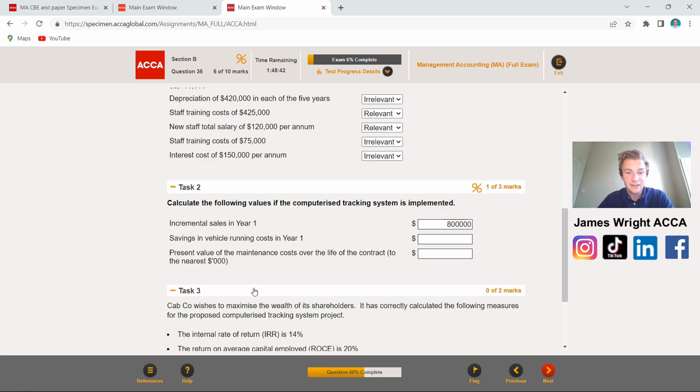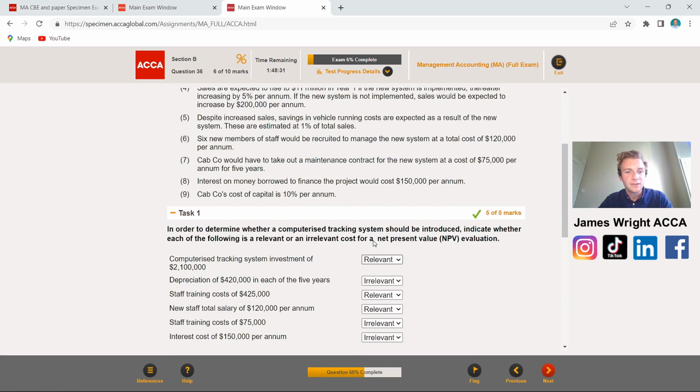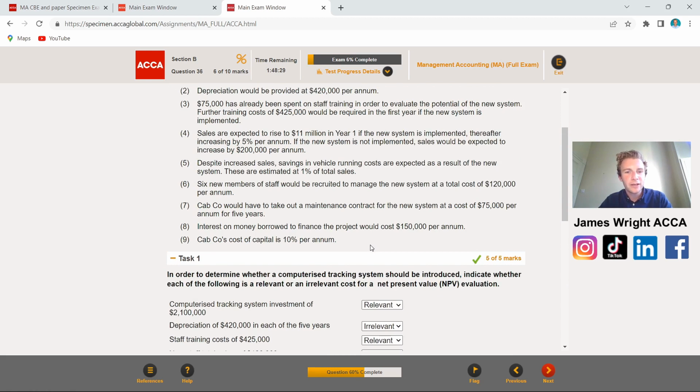But in this one, it didn't. But you can see here, they sometimes put to the nearest thousand. We'll come on to that in a moment. We then had on here savings in vehicle running costs in year 1. So head back up. We've got the actual running costs on here.